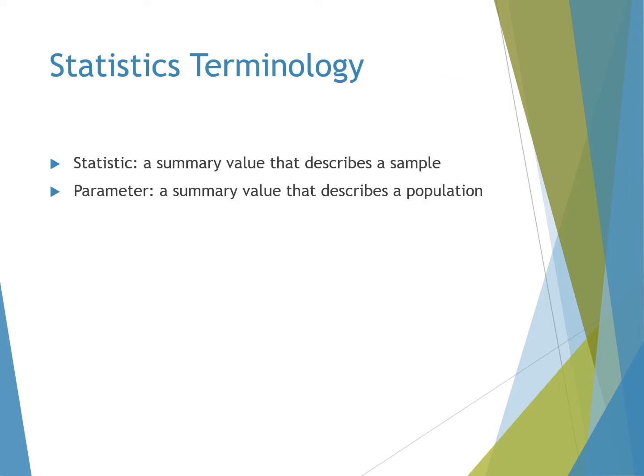So remember, when we talk about statistical terminology, there's a difference between a statistic, which is a summary value for the sample, versus a parameter, which is the value that describes a population.